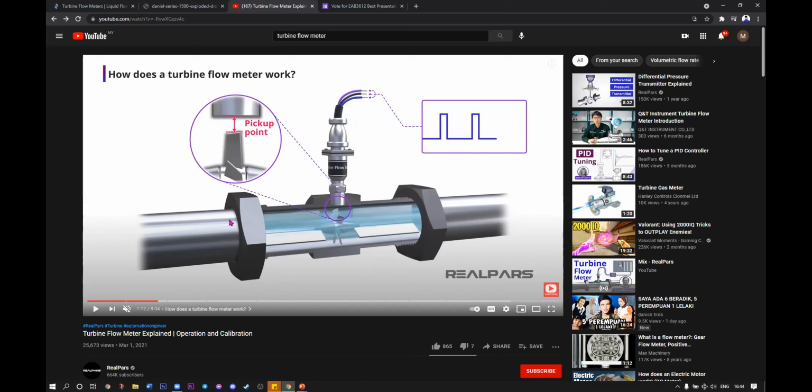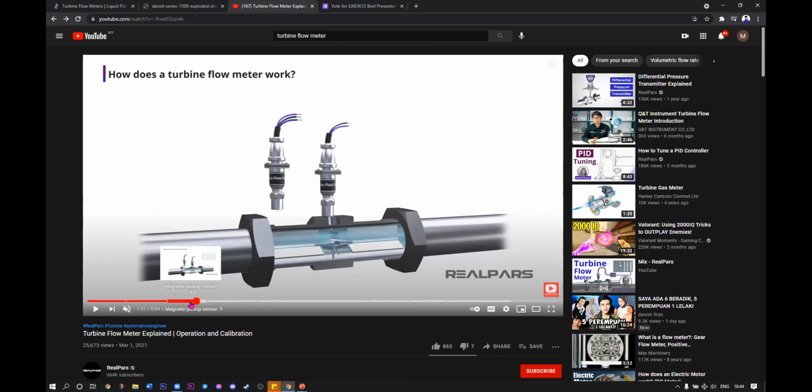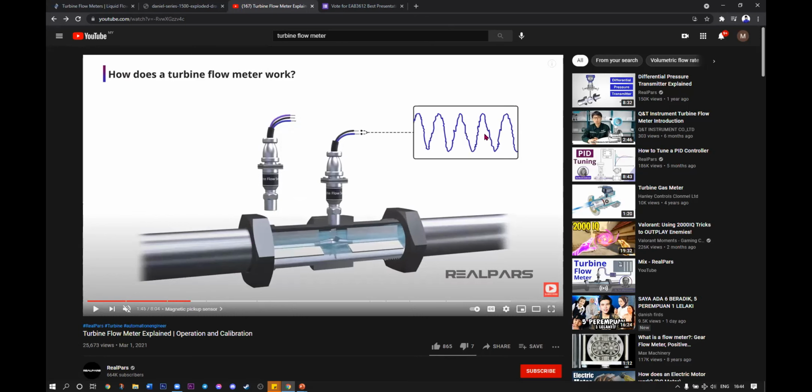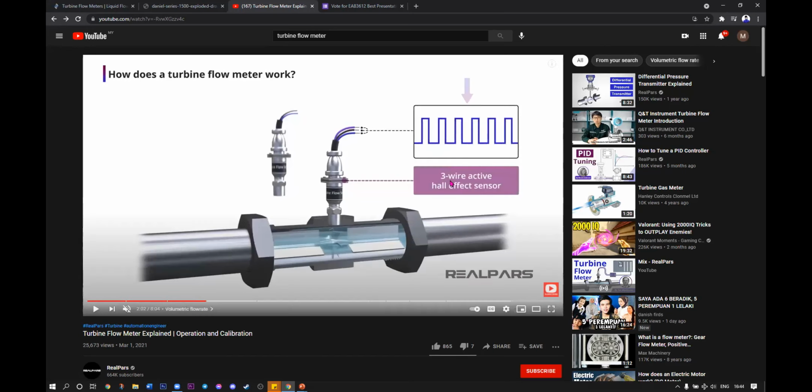And what we can see here is the uniform square wave pulses. There are two types of pulses that will be generated from the rotor: the AC type output, which consists of a 2-wire passive magnetic pickup sensor, and the uniform square wave pulses, which is this one, using a 3-wire active Hall effect sensor.